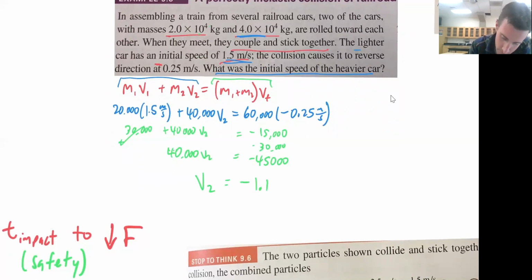So my initial velocity of the second car is -1.1, and it's all in 2 digits, so 1.125, but we'll leave that part out, meters per second. So the initial speed of the heavier car was 1.1 meters per second, because the speed part says that the direction doesn't matter. So it'd be 1.1 meters per second. Lovely.